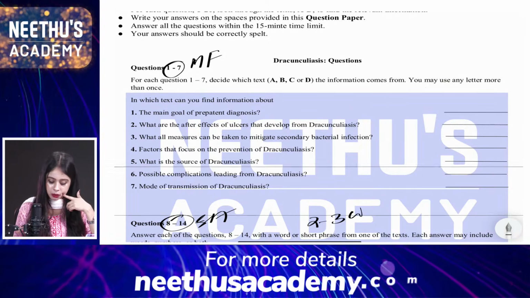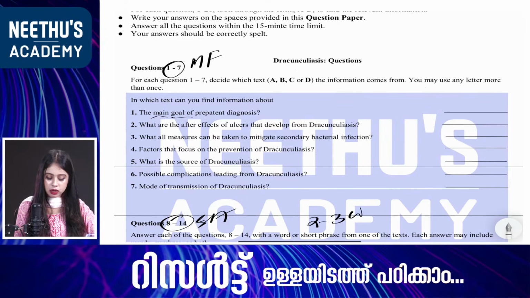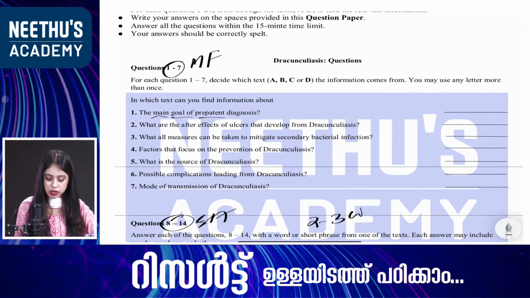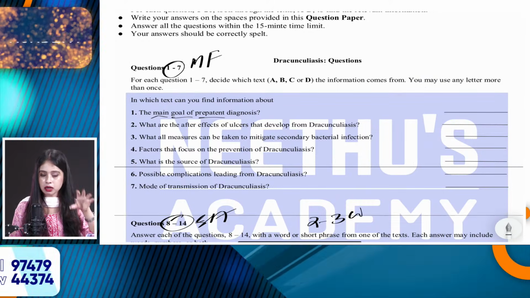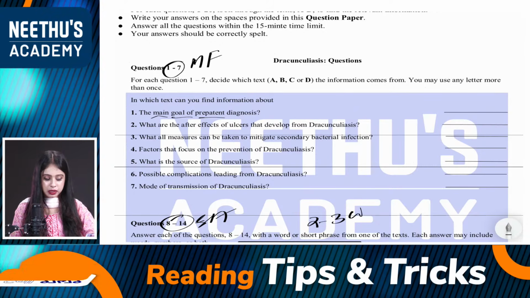So my keywords from the question are main, goal and pre-patent. Okay, so these are my keywords from the question: main, goal, pre-patent.